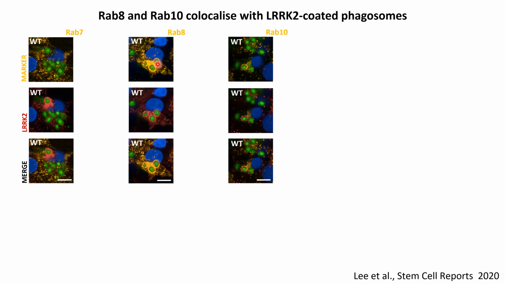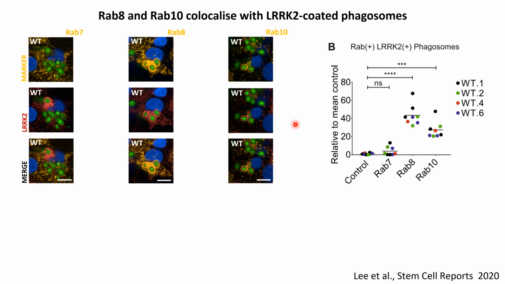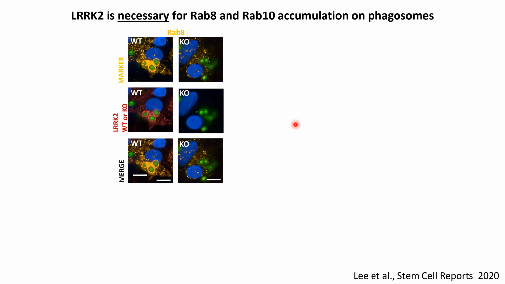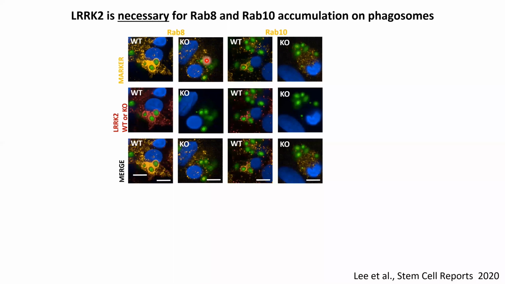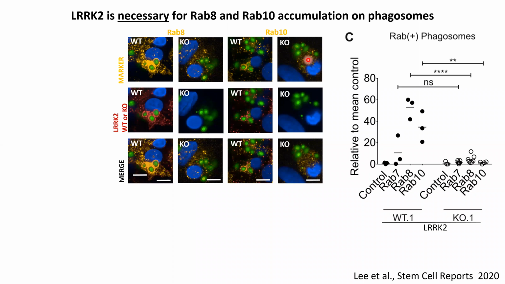And similarly, RAB10, although this antibody is not quite so good as the RAB8 one, is also recruited to LRRK2 positive phagosomes. And here is the quantification of it. So then we asked, well, is it necessary for RAB8A and RAB10 accumulation on the phagosomes? By using a knockout of LRRK2 line, if you have no LRRK2, then you also have no RAB8 and no RAB10 being recruited to the phagosomes. And there's the quantification of that.